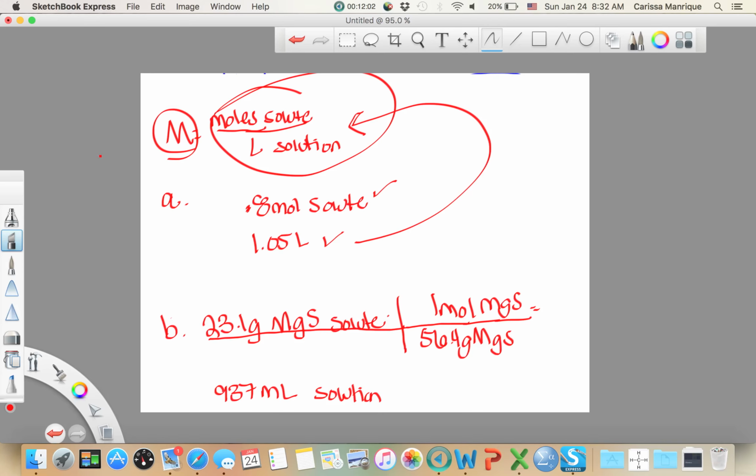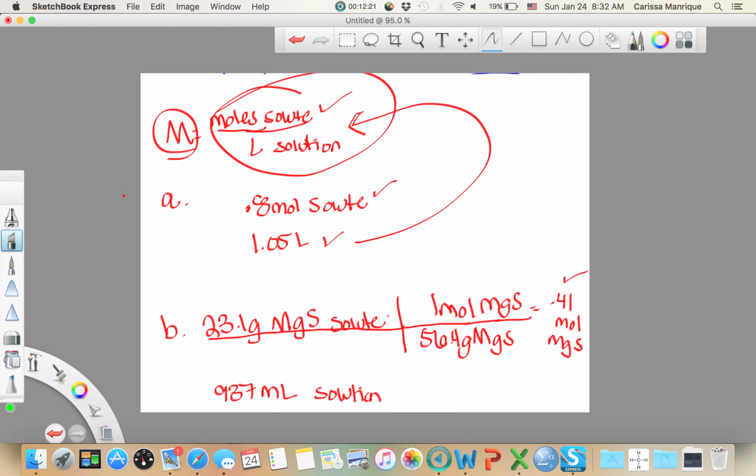Okay, so if we do this calculation, 23.1 divided by 56.4, we're going to get 0.41 moles of magnesium sulfide. Okay, so now we have our moles.